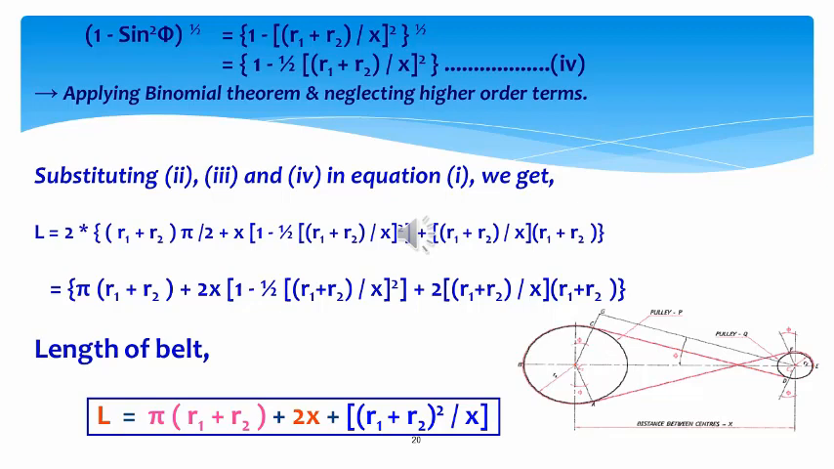So substituting equations 4, 3, 2 in equation 1, we get L is equal to pi into (R1 plus R2) plus 2 times X into (1 minus half (R1 plus R2) divided by X whole square) plus 2 into (R1 plus R2) divided by X into (R1 plus R2). Thereby we can remove the common terms and get L is equal to pi into (R1 plus R2) plus 2 times X plus (R1 plus R2) whole square divided by X. This becomes the equation for the crossed belt drive.